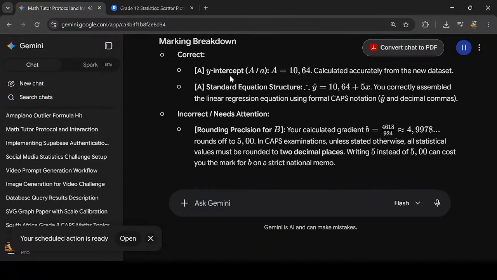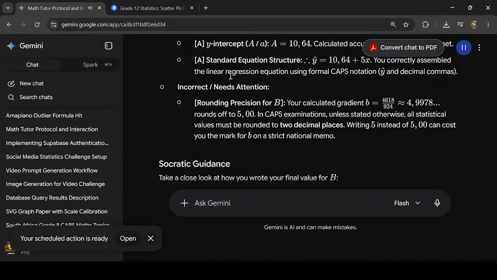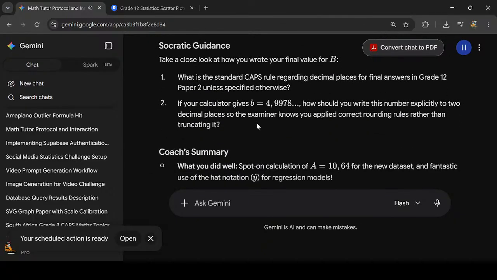Incorrect, needs attention. Rounding precision for B. Your calculated gradient B equals 4618 over 924, approximately 4,9978. Rounds off to 5,00. In CAPS examinations, unless stated otherwise, all statistical values must be rounded to 2 decimal places. Writing 5 instead of 5,00 can cost you the mark for B on a strict national memo. Socratic guidance. Take a close look at how you wrote your final value for B. What is the standard CAPS rule regarding decimal places for final answers in grade 12 paper 2 unless specified otherwise? If your calculator gives B equals 4,9978, how should you write this number explicitly to 2 decimal places so the examiner knows you applied correct rounding rules rather than truncating it?